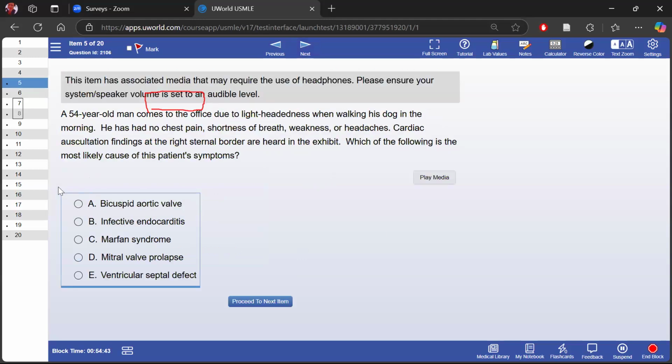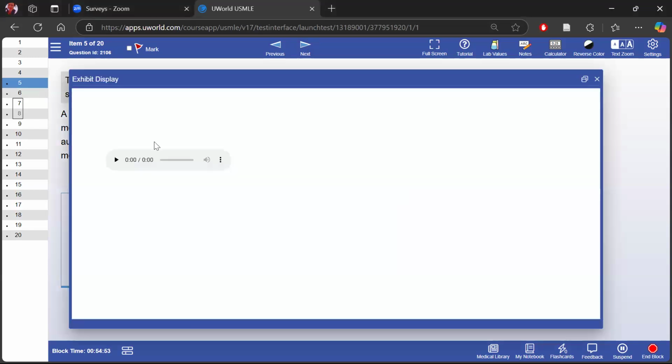Very good. This has a sound, which I don't think we're going to be able to hear. But let me see. Can you hear the media that I'm playing?